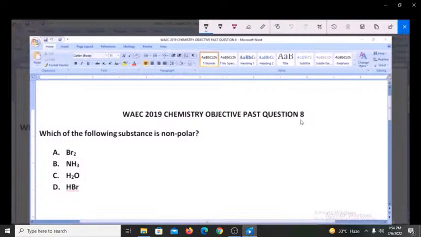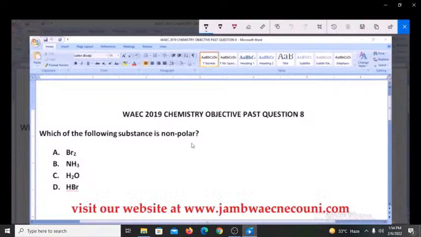So to answer this question, the first question you would ask yourself is, what exactly is a non-polar compound, or what is a non-polar substance? And if you have non-polar substances, then chances are there are also polar substances. So what is a polar substance and what is a non-polar substance? Now, I'll start from a polar substance.